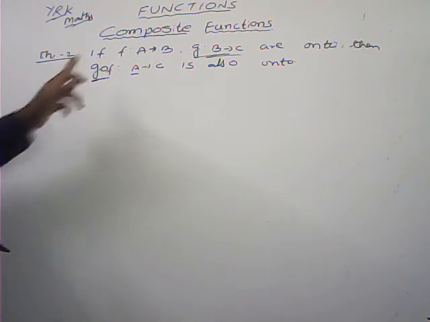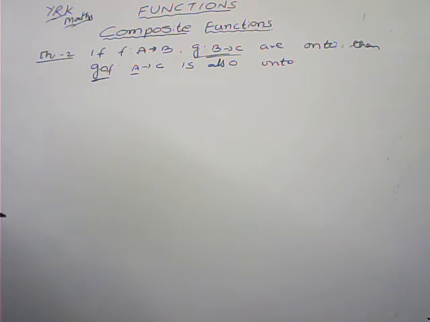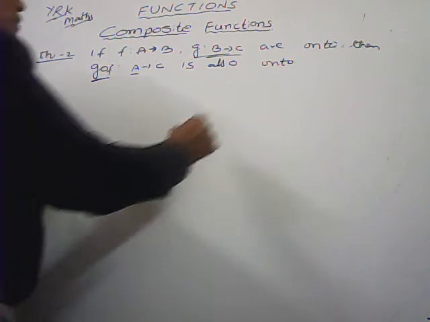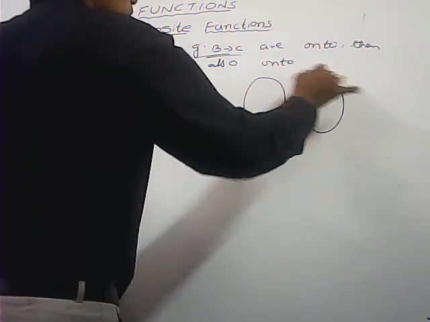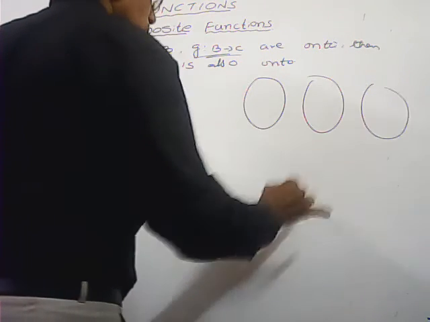Next theorem: F is a mapping from A to B and G is a mapping from B to C, and both are onto functions. Then G circle F, mapping from A to C, is also onto. Here, what is the onto definition? Here a definition is very important.